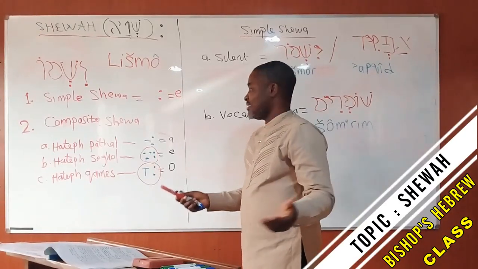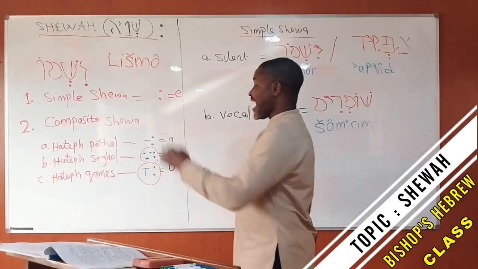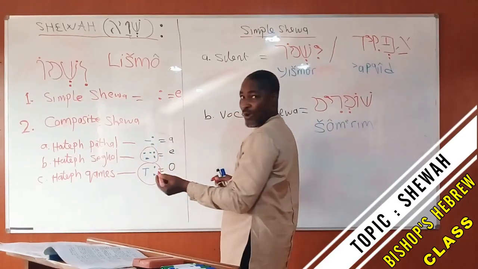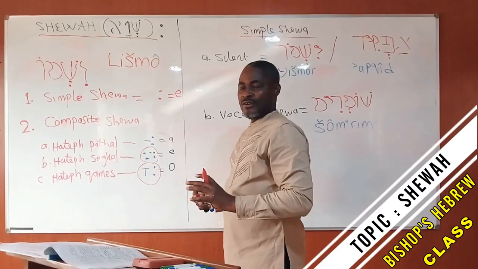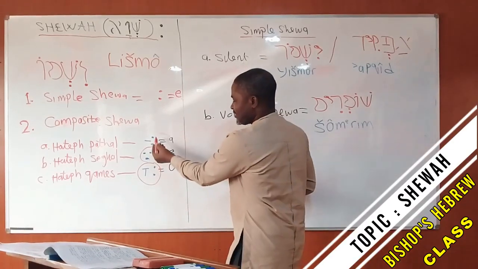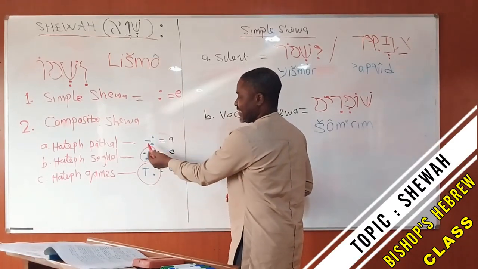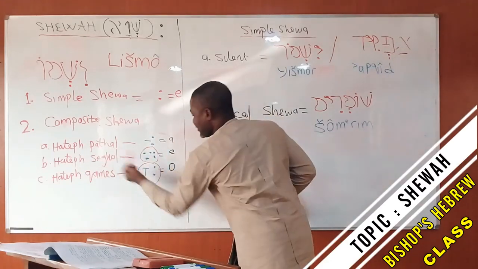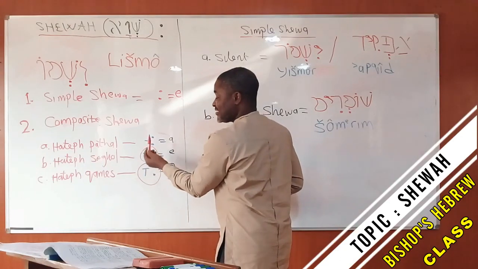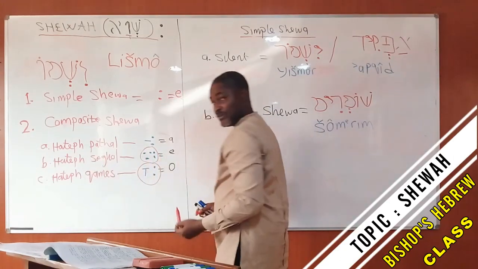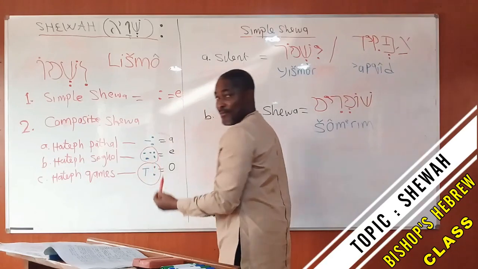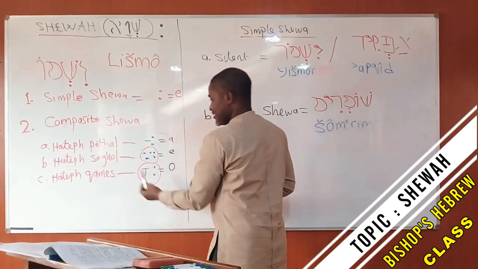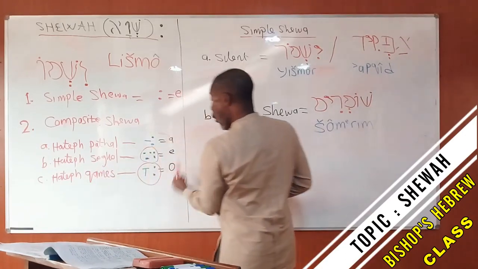And when you talk about composite SHEWAHs, when you say atef, you have the sign of simple SHEWAH with any of the short vowels. So we have simple SHEWAH plus a patah, that makes it atef patah. In atef segol, you have simple SHEWAH with segol. And in atef kames, you have simple SHEWAH with kames, making it atef kames, O.